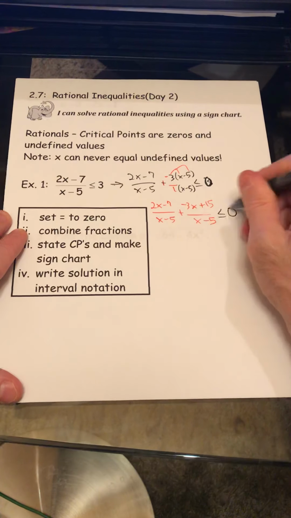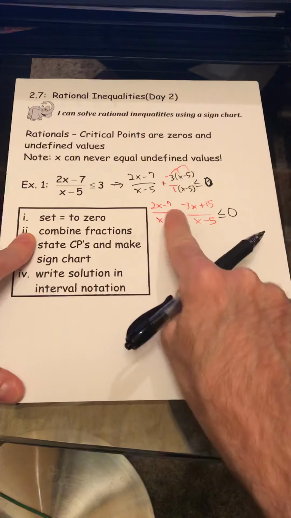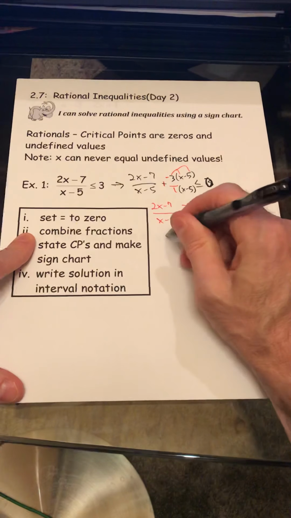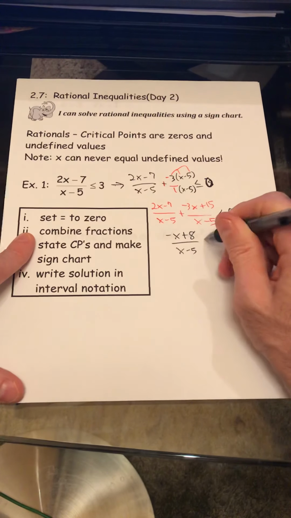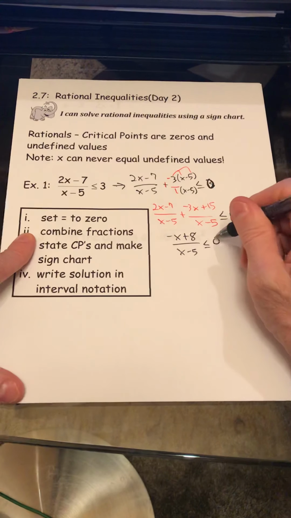From here, now you can actually combine your fractions. So 2x plus negative 3x, negative x. Negative 7 plus 15 is 8 over x minus 5 is all less than or equal to 0.